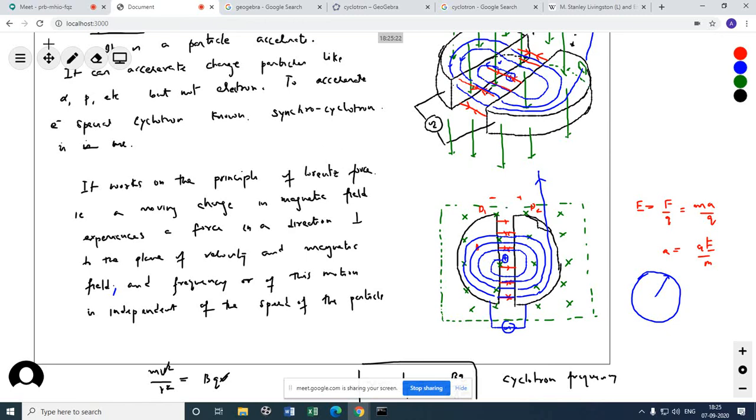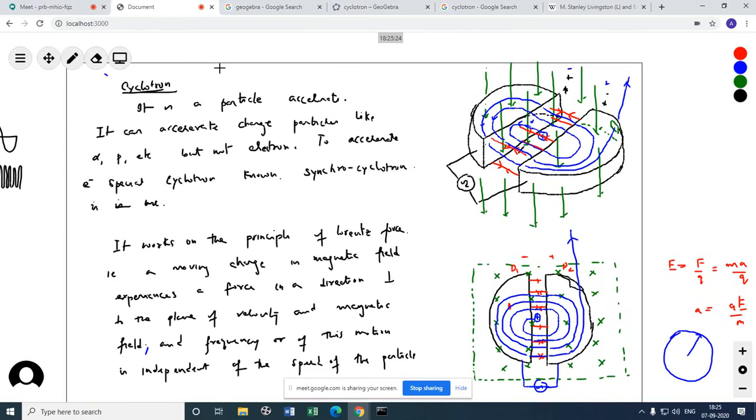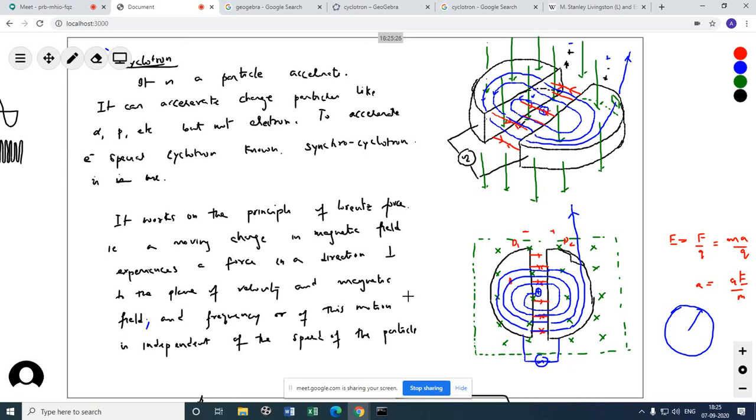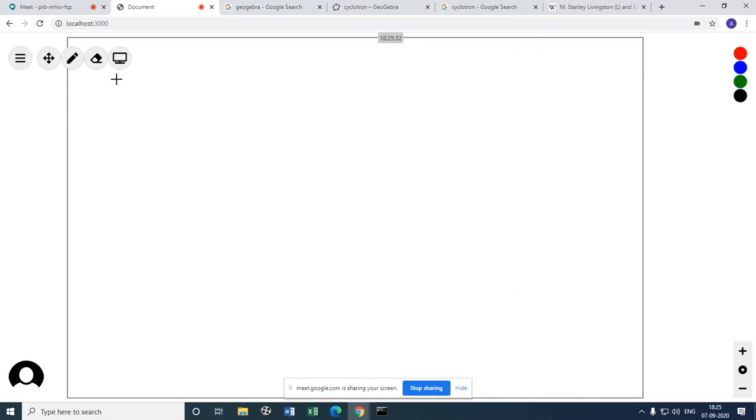Now the limitations of the cyclotron. First of all, I've already told you the most important one: it cannot accelerate electrons. Why? Because of their very small mass.